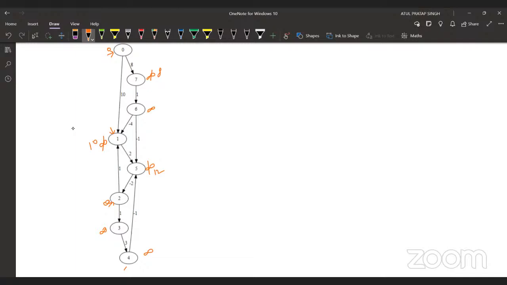And next is 5. From 5 we can move to 2. Here the value is 12, and 12 minus 2 is 10, so now this value will be updated. This becomes 10. Now, can we move from 5? No, we cannot move anywhere. Now we will check 6. From 6 we can move to 1, but the value at 6 is infinite, so no update will happen from 6.